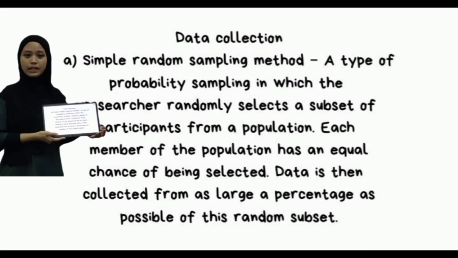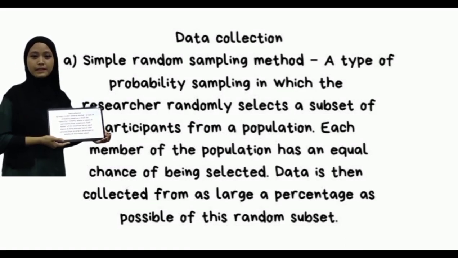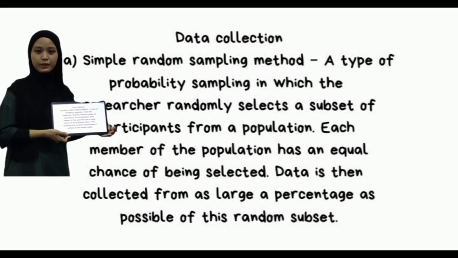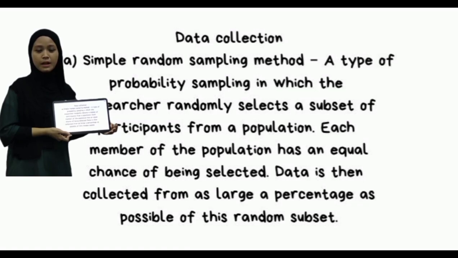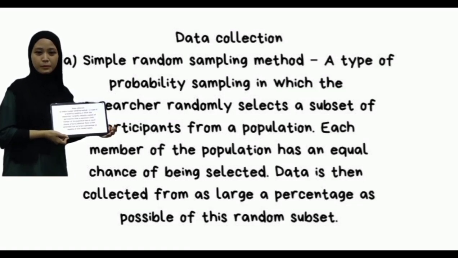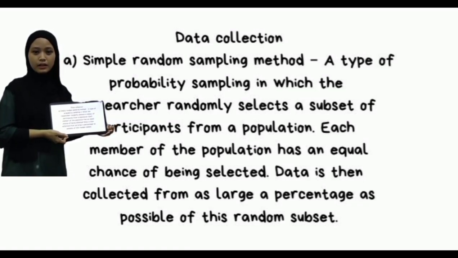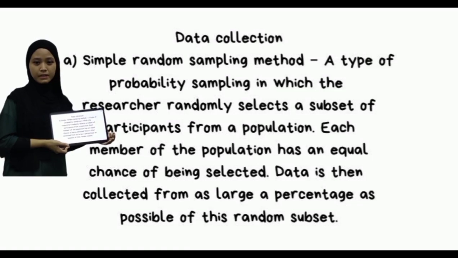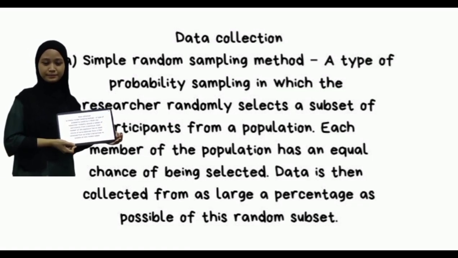So, for data collection, simple random sampling method is a type of probability sampling in which the researcher randomly selects a subset of participants from a population. Each member of the population has an equal chance of being selected. Data is then collected from as large a percentage as possible of this random subset.